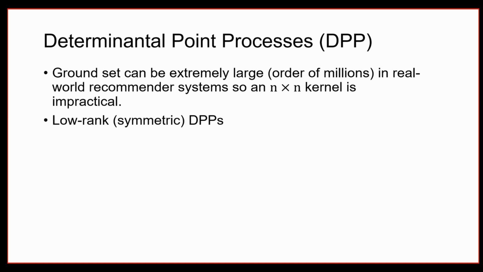So instead, what people did is they used a simplified version for L, which is a low rank symmetric matrix. Here you are imposing a rank constraint, and essentially this L can then be represented by a much smaller matrix, which is a D cross N matrix. So you have D rows and N columns. For every item, there is a column of size D.